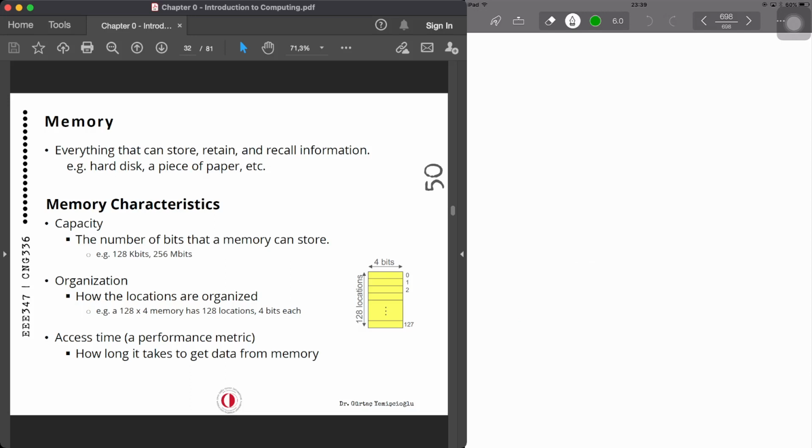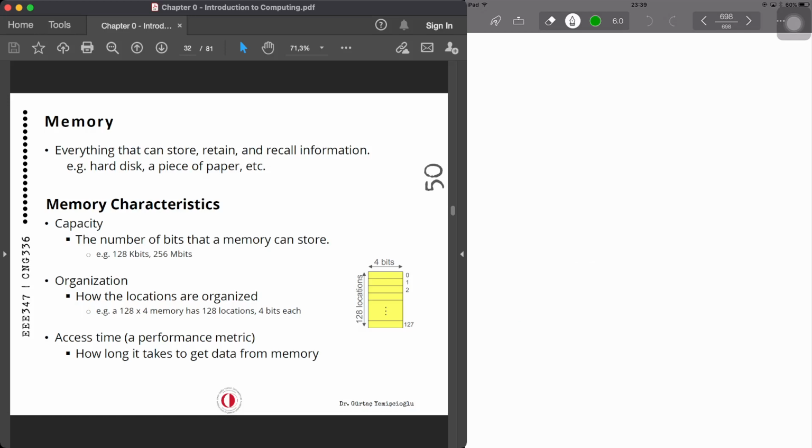Now, when we consider memories, we have to talk about their capacity and their organization, and the most important metric in embedded systems is access time, because it's an important performance metric: how long it takes to get the data from memory, and so on. These are all important. Now, before we get into the details of the memories, there are a few terminologies that I want you to know about.